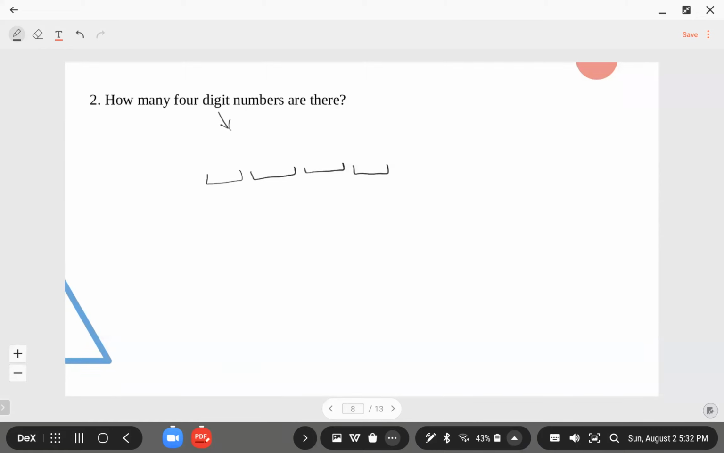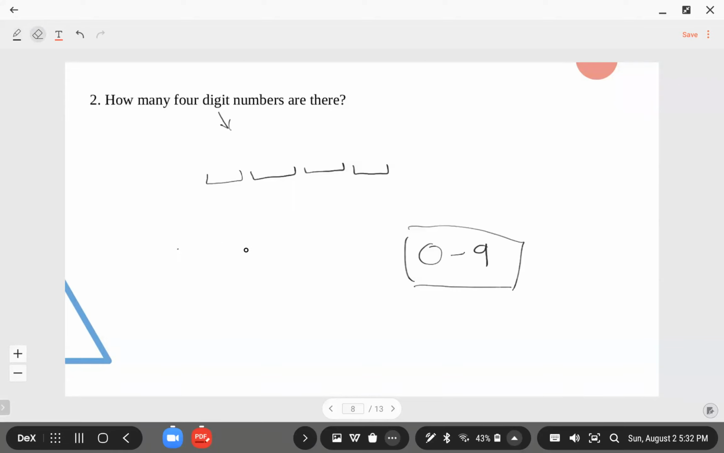So let's say a very common 4-digit number: 1,000, 2,000, 3,000, something like that. And we can use the digits 0 to 9 here. So we have 10 digits in total to choose from. And the first digit, the starting digit, let's say 2,000, the starting digit would be 2.